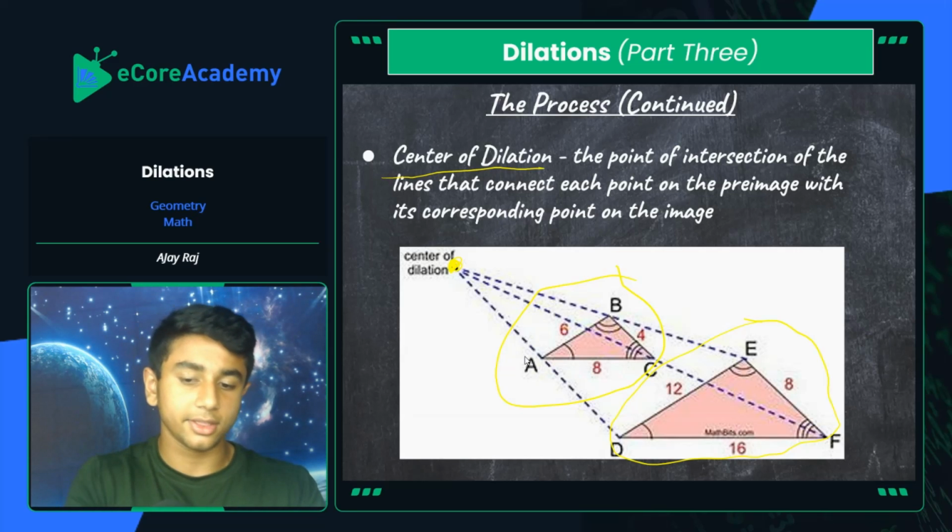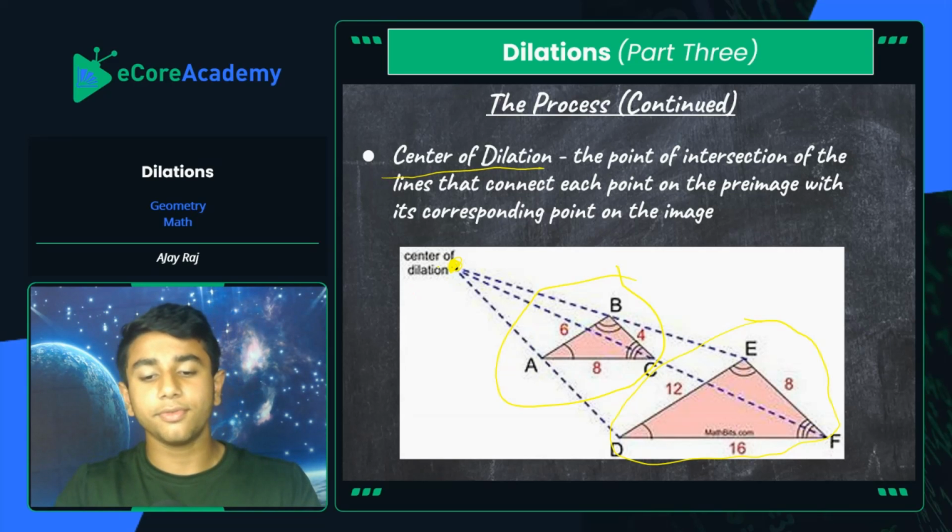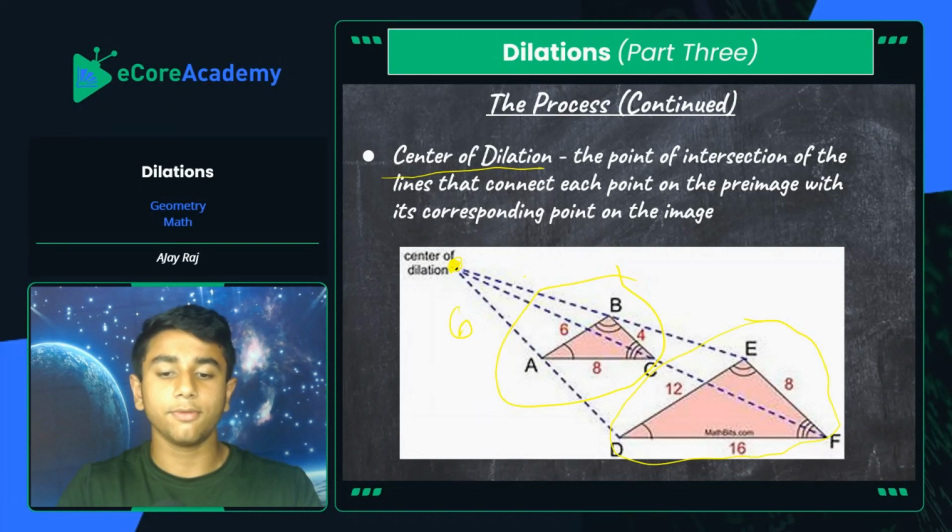So the process works like this. You're given your original figure, and you're going to calculate the distance that each point is from the center of dilation. So that means that, say for example, this side is 6 units away, and this side is, say for example, 4 units away. What happens is, you're given that information, and say for example, your scale factor is 2.